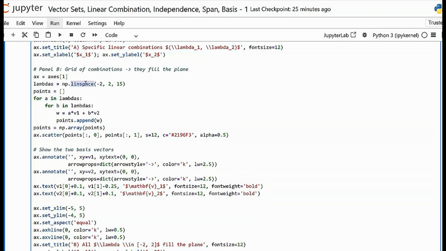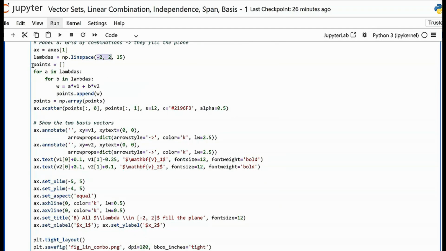Kindly just observe, it just generates 15 evenly spaced values between -2 and 2. So these are the possible weights, and we have initialized an empty list to store the result. Next, we started with a nested loop over all combinations of A and B. This creates a grid of weights.